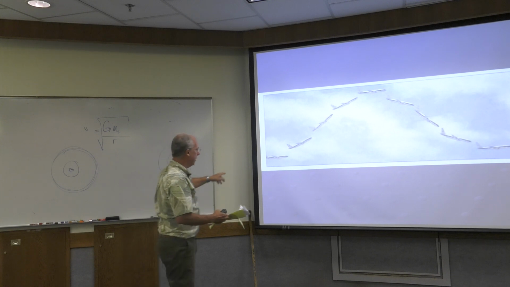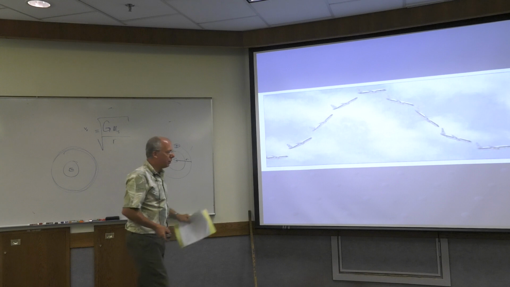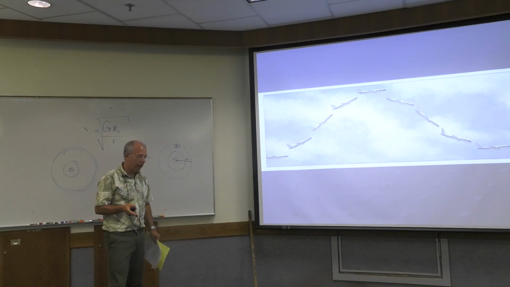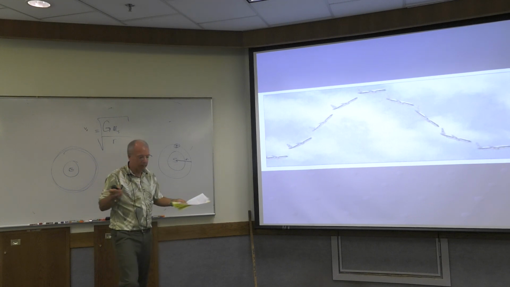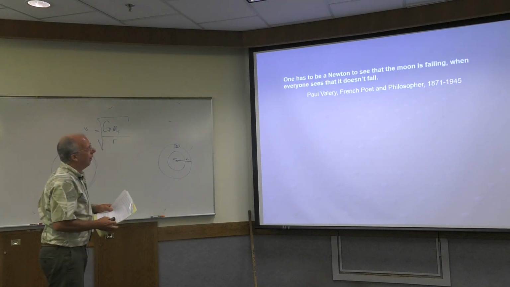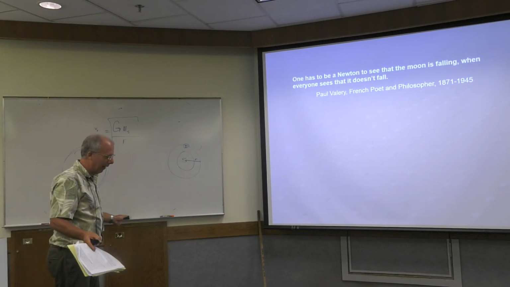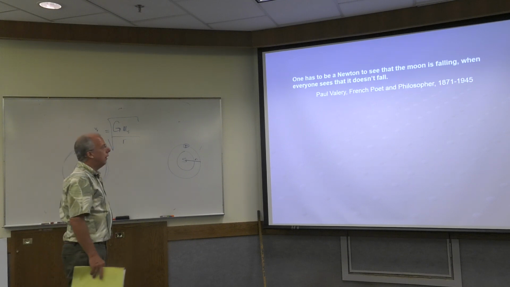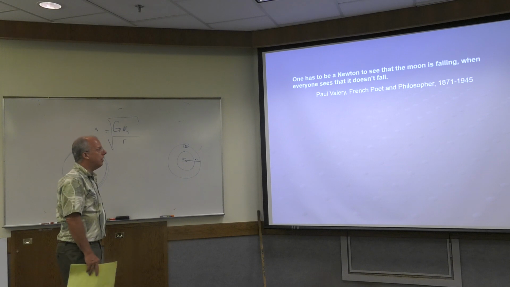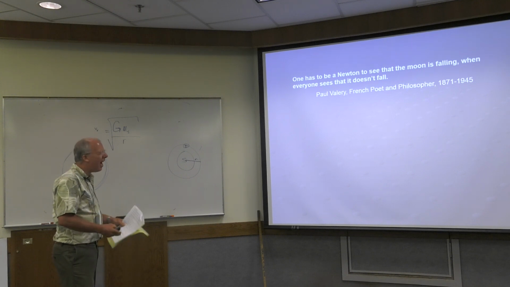All right, but again, it's a nice parabola, free fall, projectile motion. So all I'm saying is that jumping off the cliff and orbiting the Earth is exactly the same motion. It's free fall. Simple as that. All right, so here's a cool quote, which you probably have to read 3 times to understand, which is true for everybody, so don't feel bad. One has to be a Newton, Isaac Newton, to see that the moon is falling when everyone sees that it doesn't fall. What?